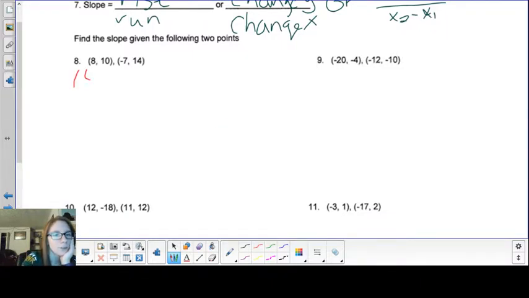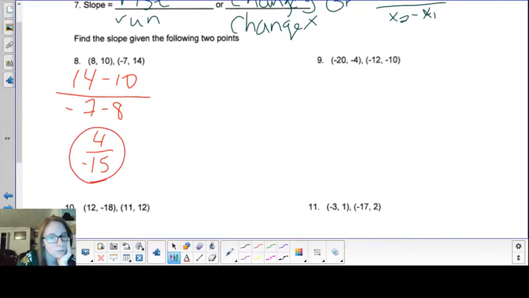So 14 minus 10 over negative 7 minus 8. 14 minus 10 is 4. Negative 7 minus 8 is negative 15. And that guy cannot reduce.